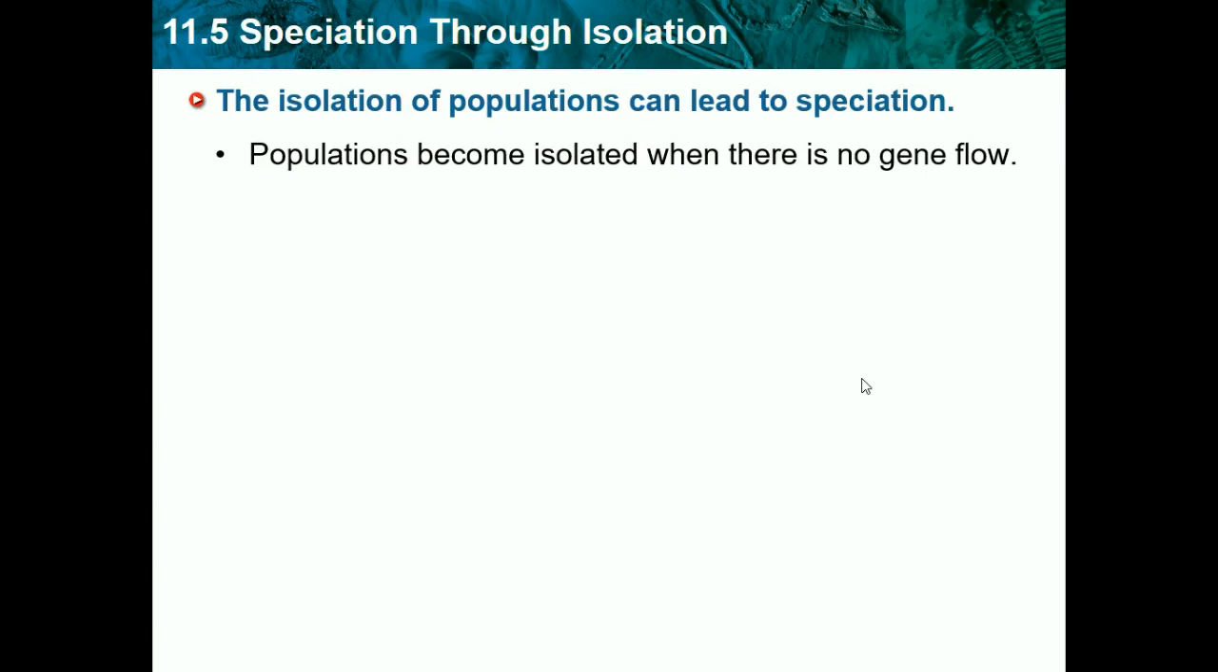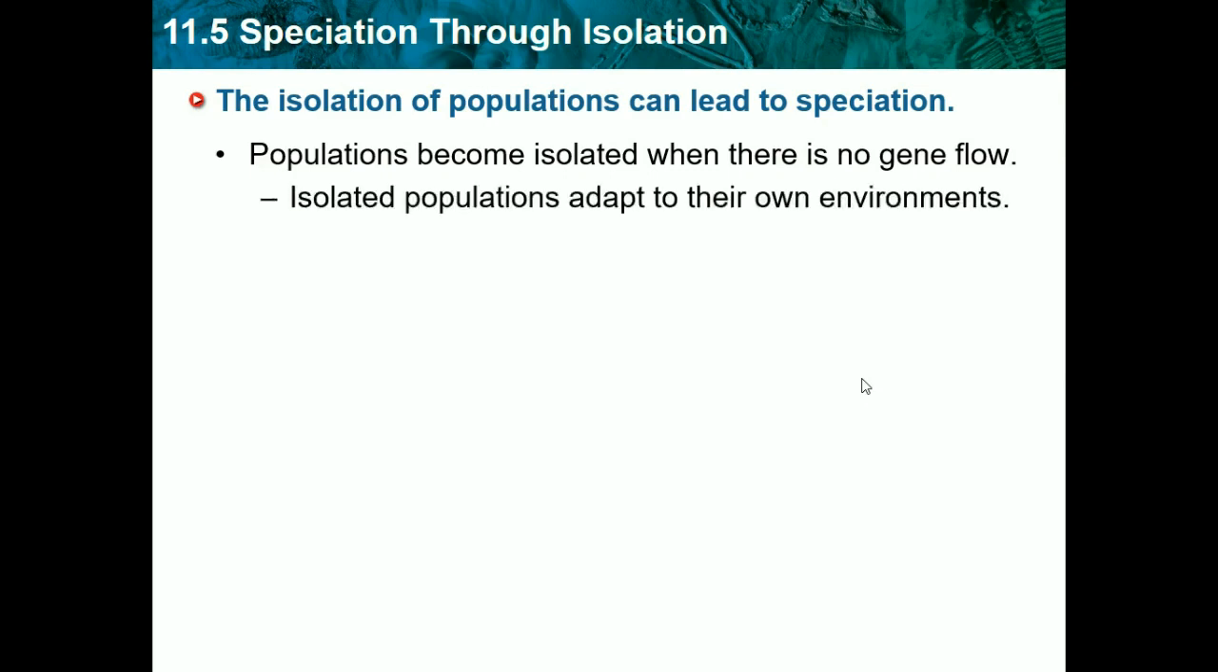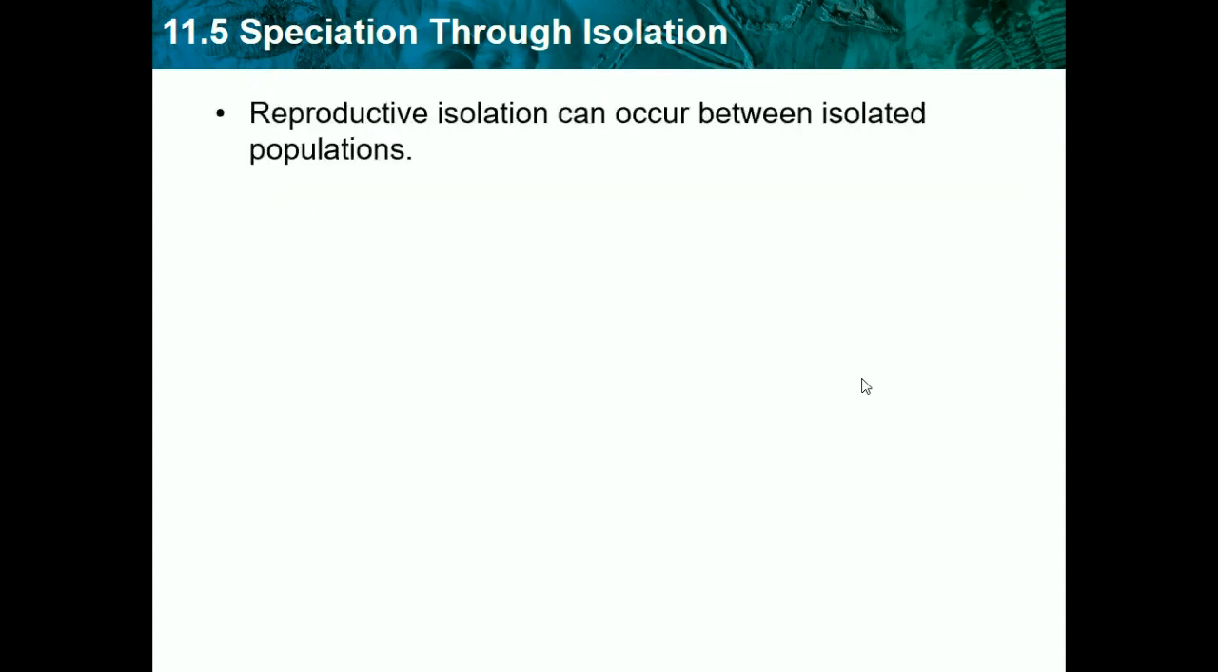Populations become isolated when there is no gene flow, and as we know, gene flow is the exchanging of alleles or the genes in the gene pool by having individuals that come in or leave. Isolated populations adapt to their own environments. Genetic differences can add up over generations. So in an isolated species, there's usually no gene flow because nobody comes in or out.